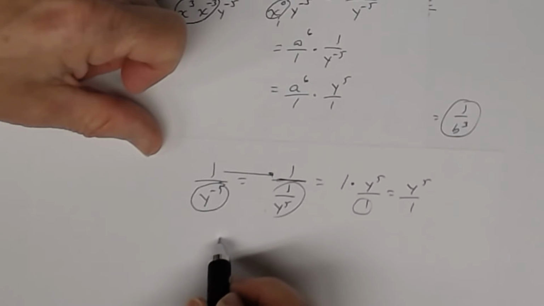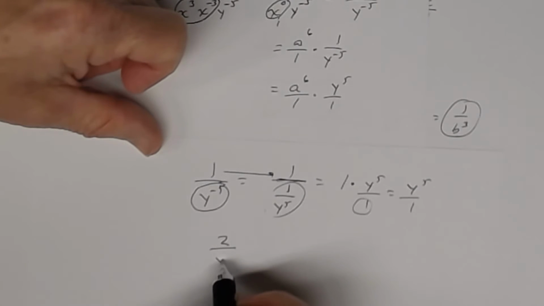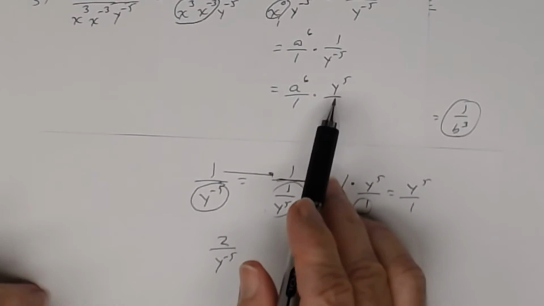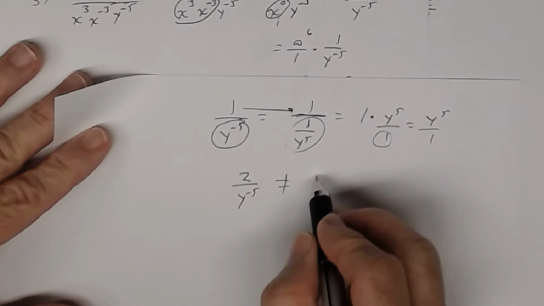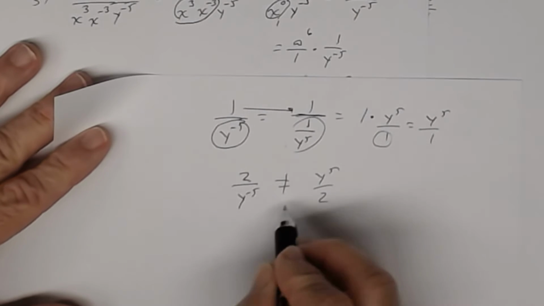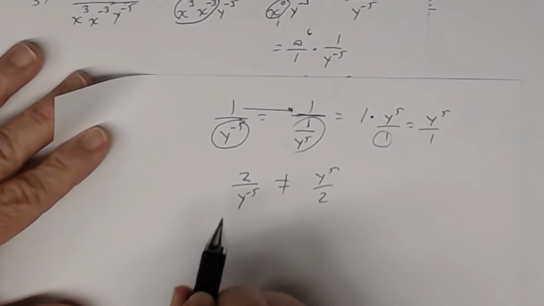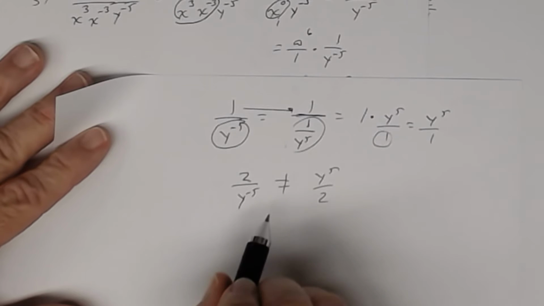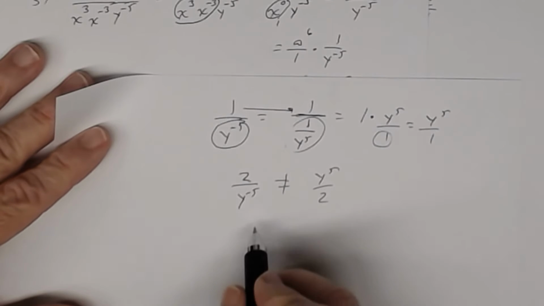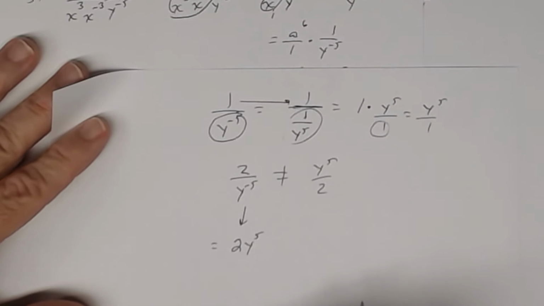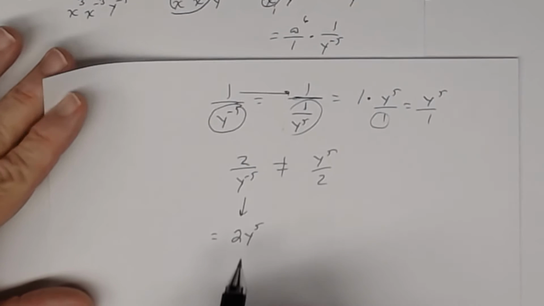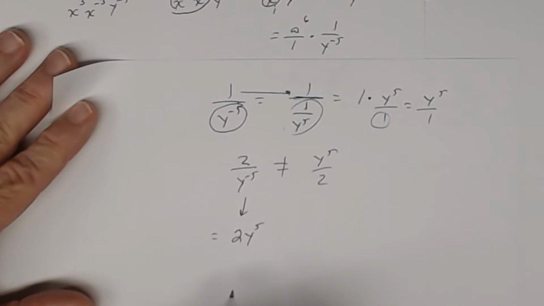The idea being this: if I had 2 divided by y to the negative 5th instead of 1, don't say the answer is y to the 5th divided by 2. That's not true. You're not taking the reciprocal. It's important that you see that. So that's not a true statement. This right here is actually 2y to the 5th. So 2 divided by y to the negative 5th is 2 times y to the 5th.